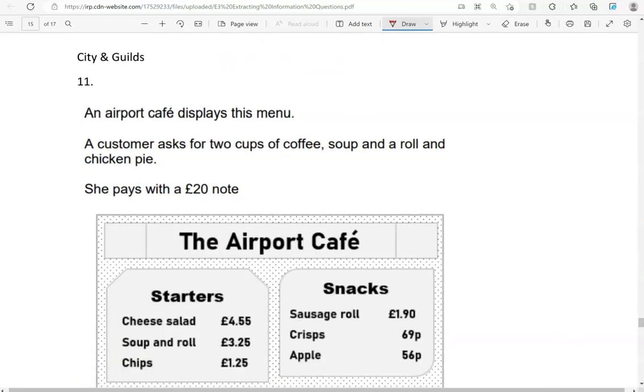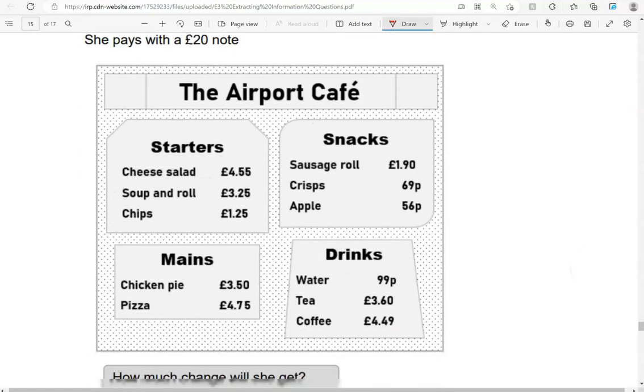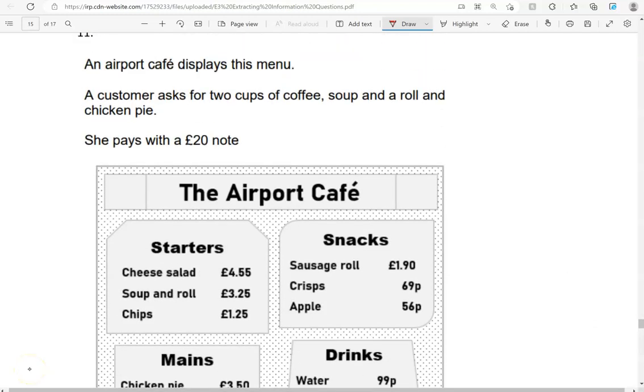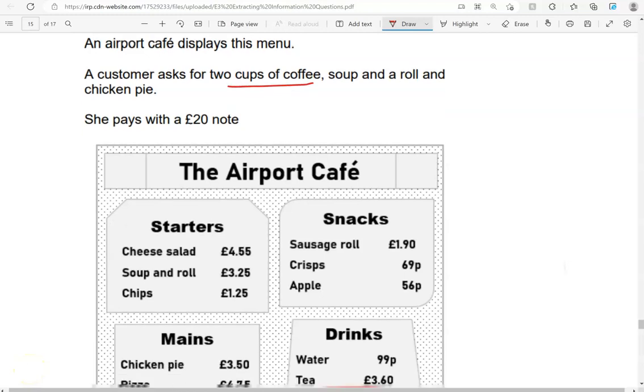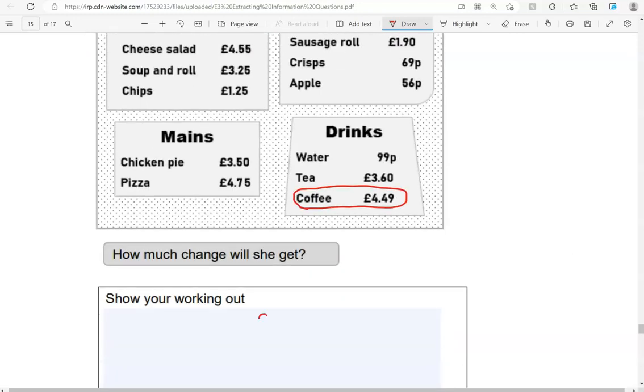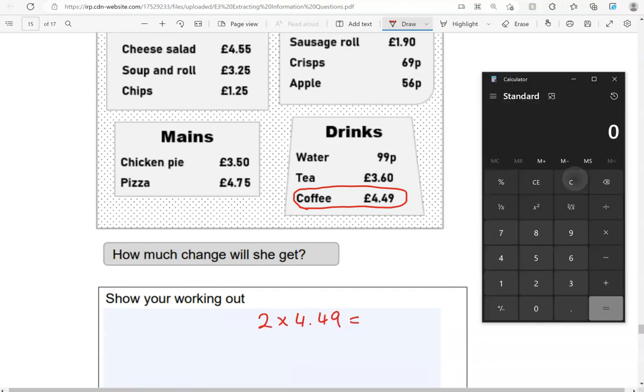An airport cafe displays this menu. The customer asks for 2 cups of coffee, soup and a roll, and chicken pie. She pays with a £20 note. How much change will she get? So 2 cups of coffee. There is coffee. So 2 times £4.49, which is £8.98.